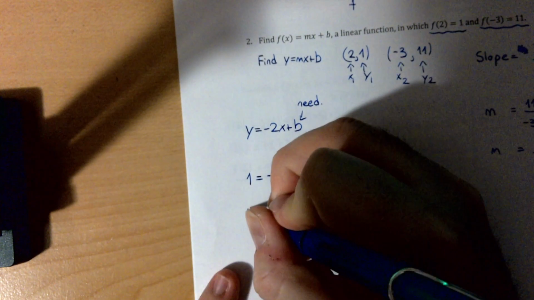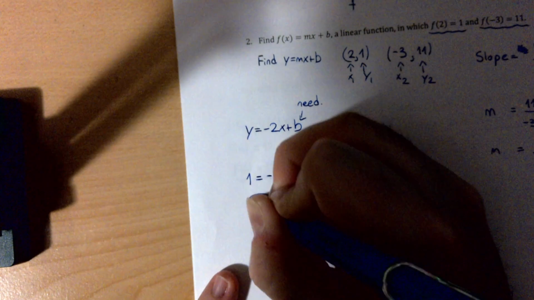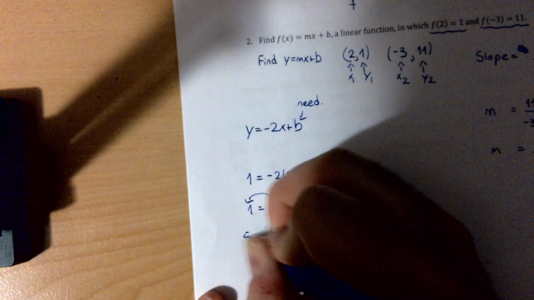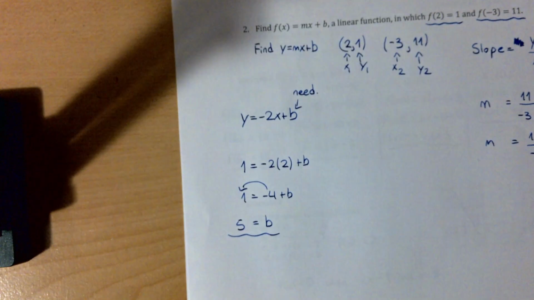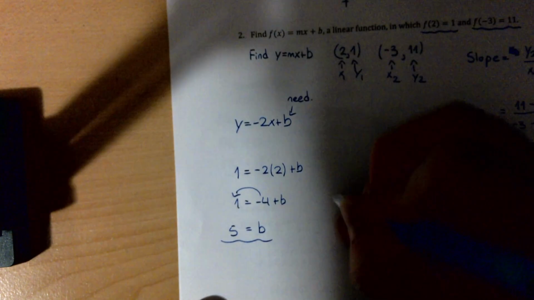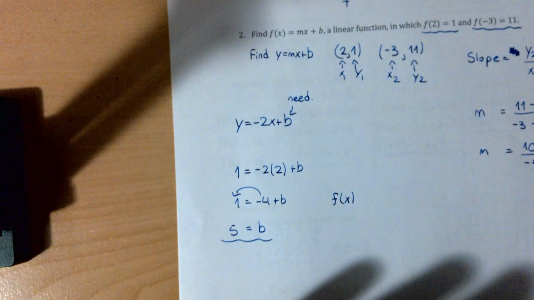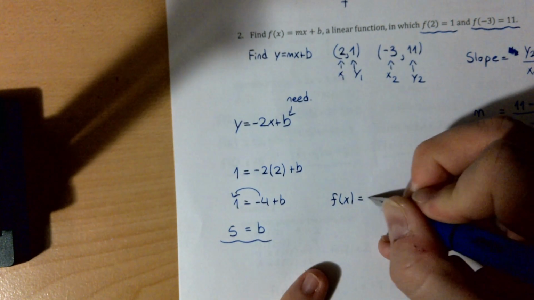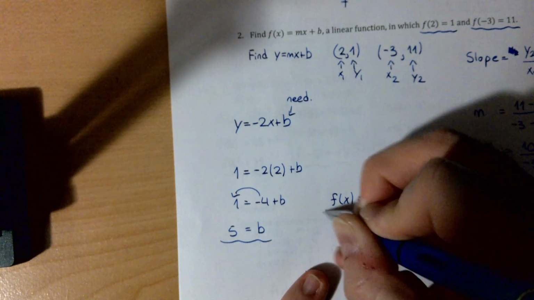Minus 2 times 2 is going to give me minus 4 plus b. Move this over to the other side to make it 1 plus 4, so 5 is equal to b. And now I have all the ingredients for success, right? I've got f of x, because it's asking me for my general formula. So f of x is going to be equal to my minus 2x plus 5. I'm just putting everything together.